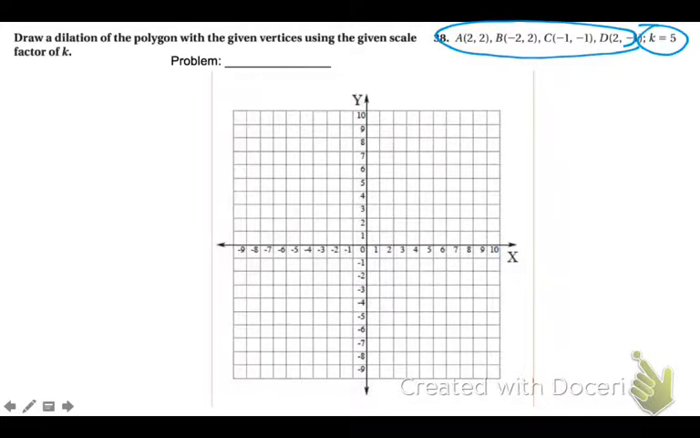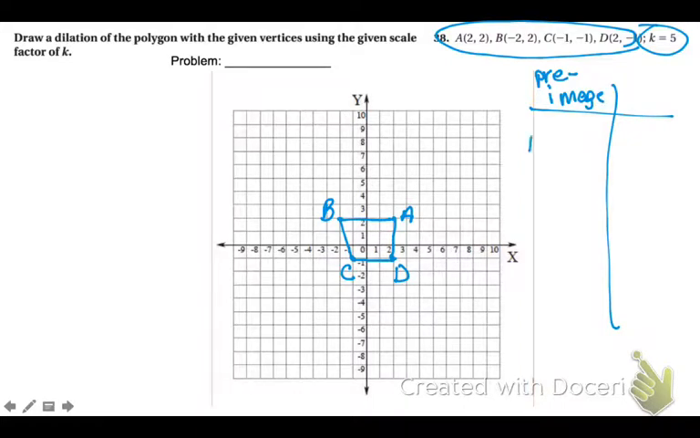Okay, so pre-image, A is 2, 2. B is -2, up 2. C is -1 in x, -1 in y. So I'm right there. And D is x equals 2, y equals -1. Okay, so there's my pre-image. Now I need to label. Okay, here's A, B, C, and D. Okay, so now, my pre-image.